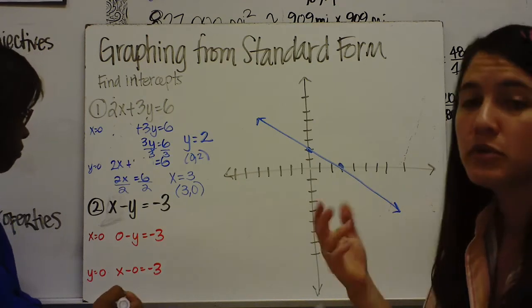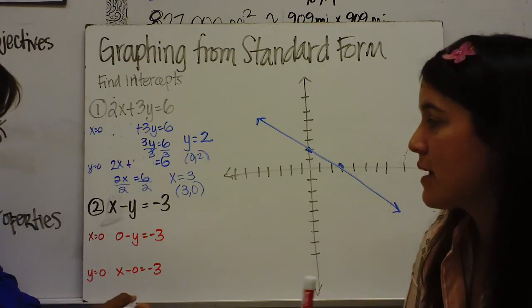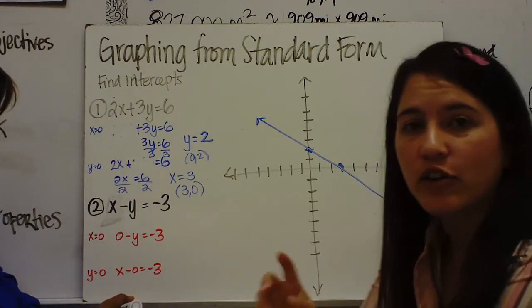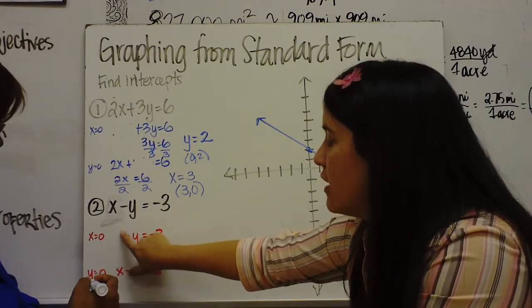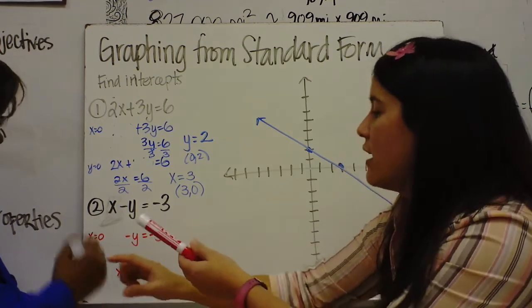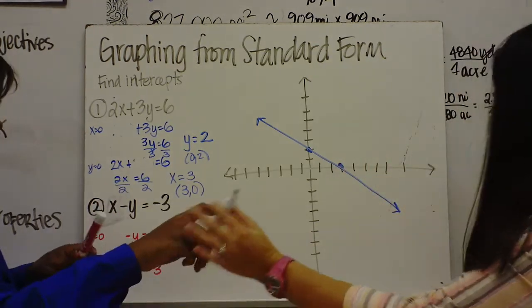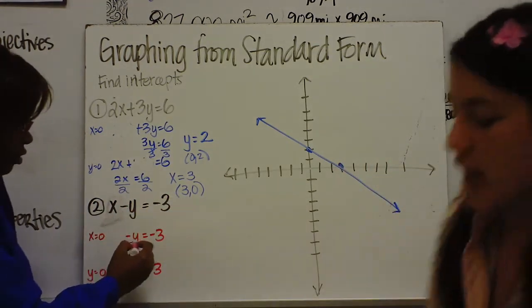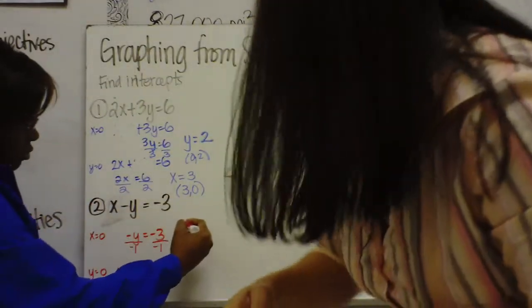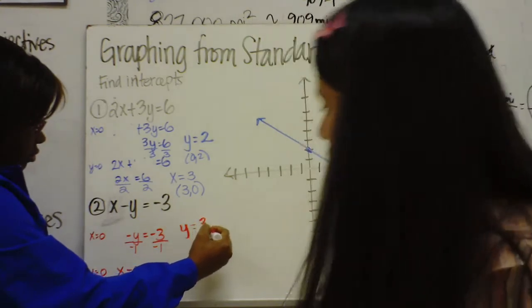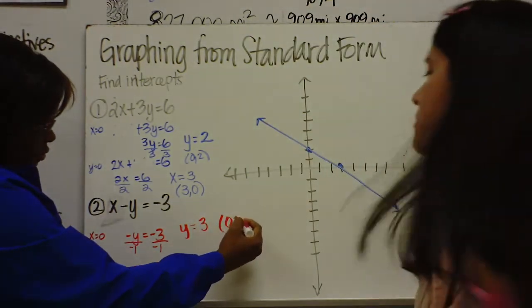Right. So example number 2, x minus y equals -3. Again, you're going to let x be 0. So when I substitute a 0 in, that goes away, and I'm left with -y equals -3. You can divide both sides by -1, and y equals 3, which means that's your y-intercept, (0, 3).